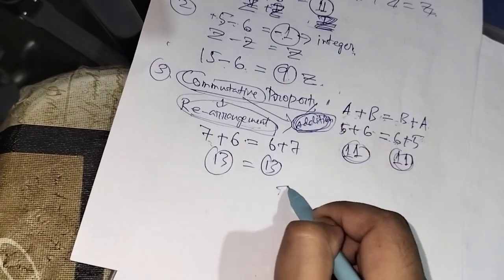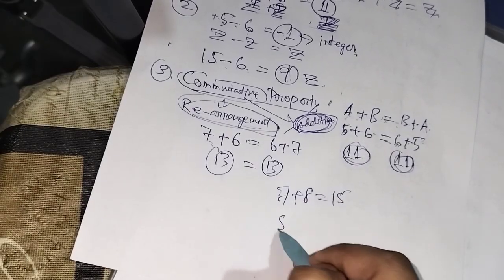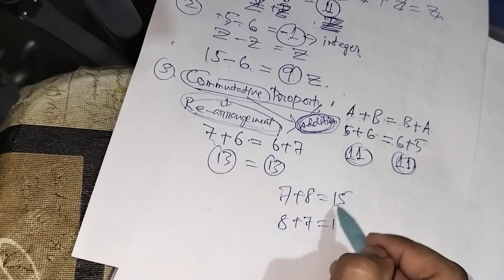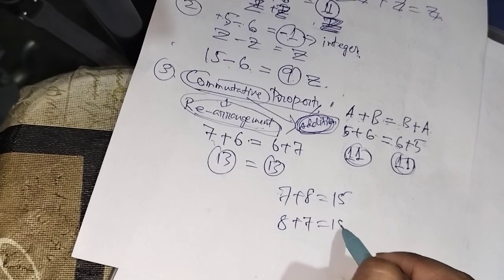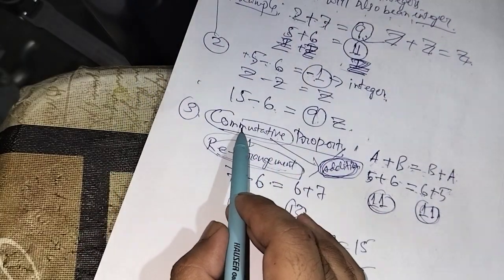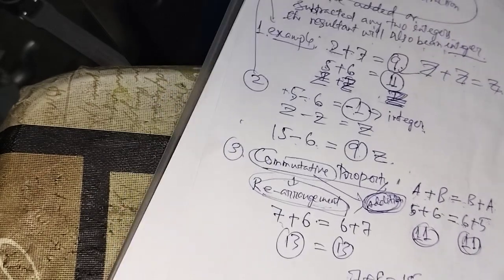I can also write 7 plus 8, and 8 plus 7. 7 plus 8 is 15. And 8 plus 7 is also 15. Okay, we can change the order. The commutative property says that we can change the order. We can write the integers in any order.